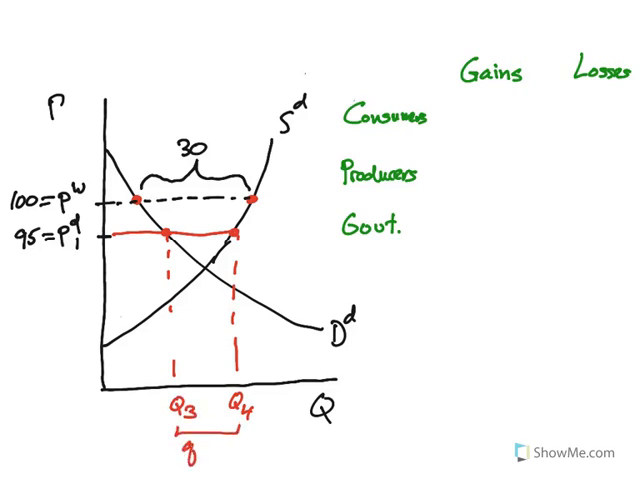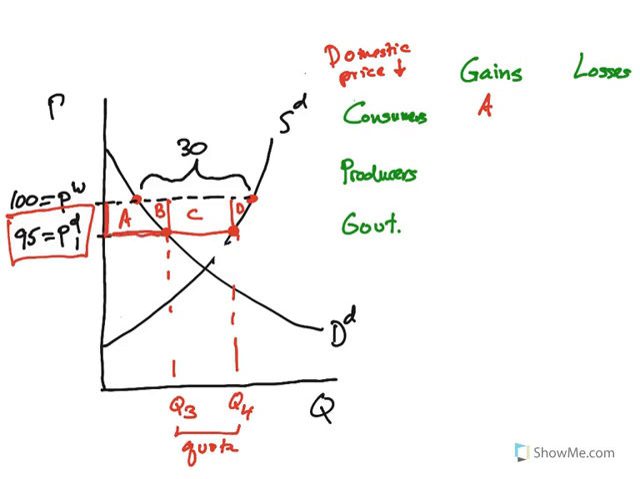Okay, so this is the quota that's allowed to be sold internationally. And I'm going to put some letters in here, and we're going to analyze the winners and losers from this. Now, consumers: domestic price falls. And I've just said it goes down to 95, just to pick a number. It's just something lower. So at this price, consumers gain A, the area defined by the difference in the price over to the demand curve.